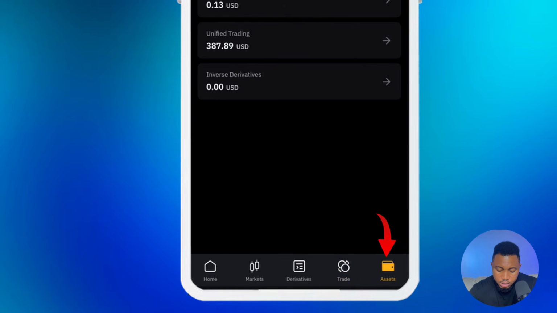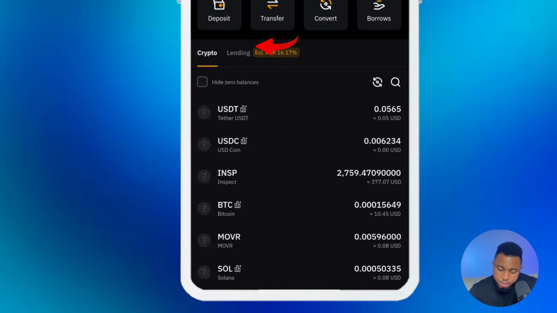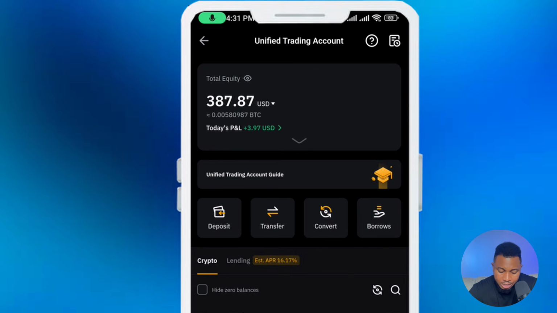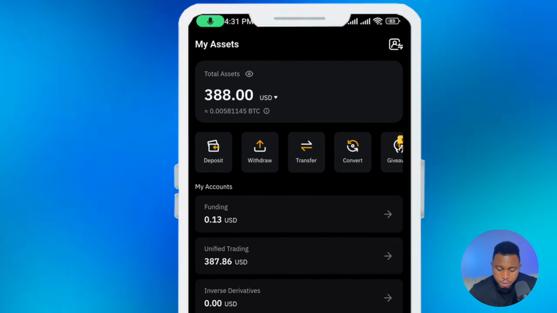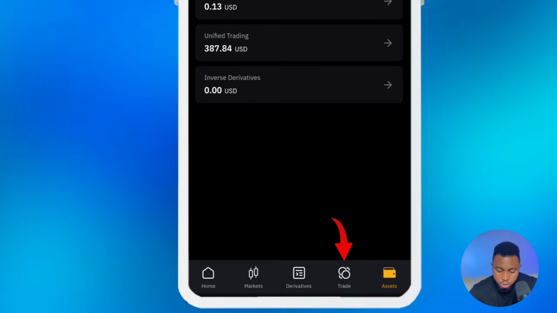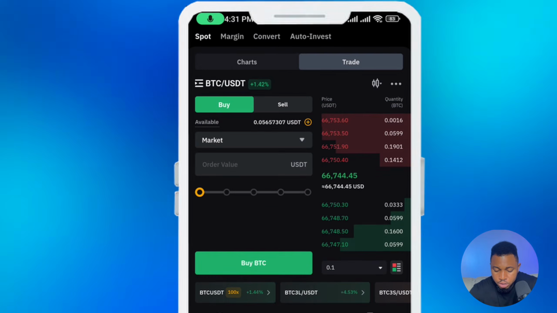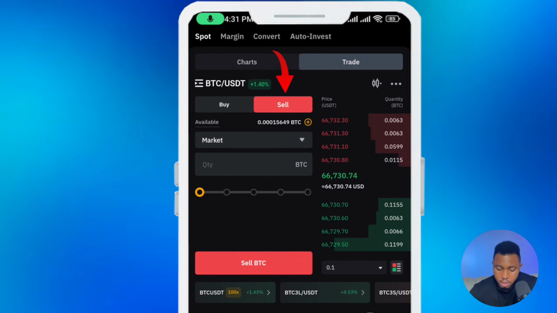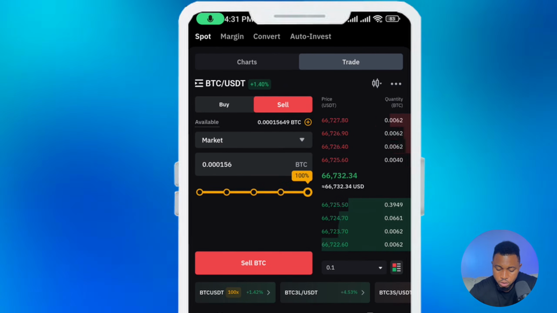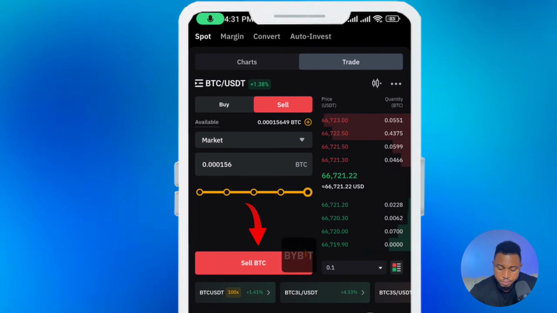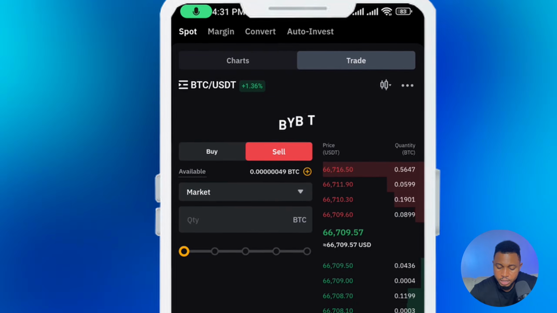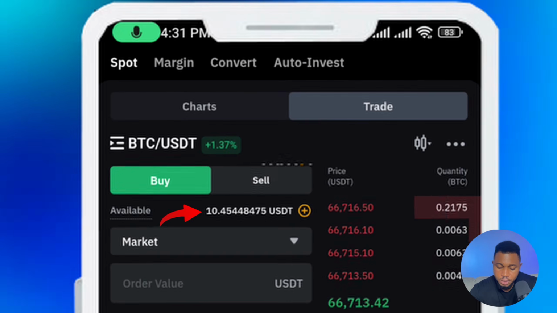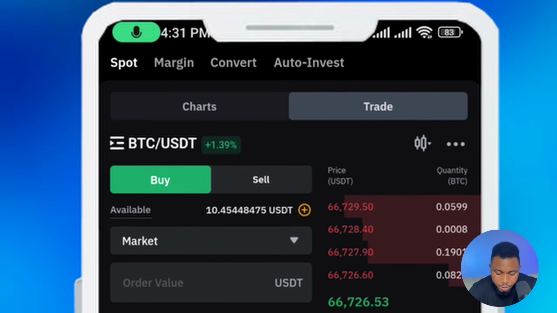If I click on asset and then I click on unified trading, you see that I now have BTC worth $10.45. So I've actually bought it. I can go back and then click on trade, and I can also sell with market. I'll click on sell and then drag this to 100% and then click on sell, and right now I have sold my BTC, and you can see I now have about $10.45 back in my wallet.